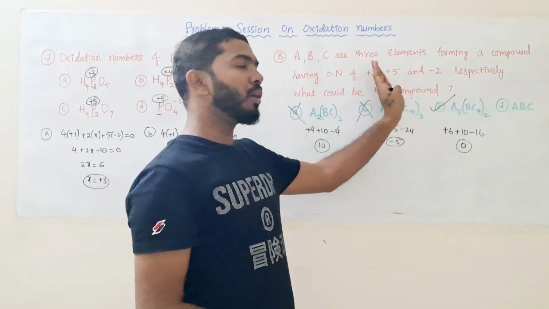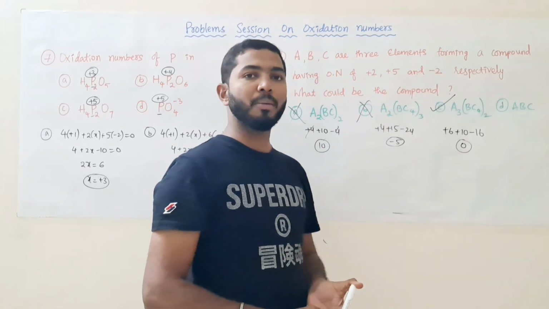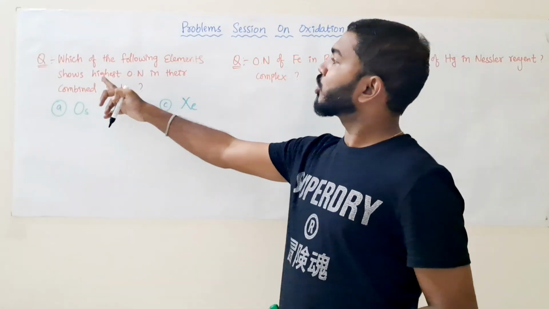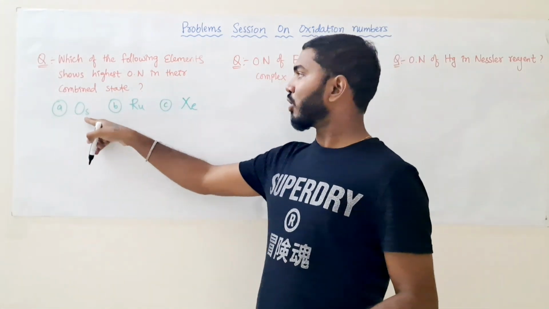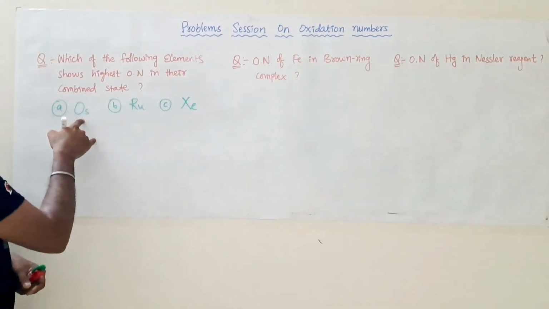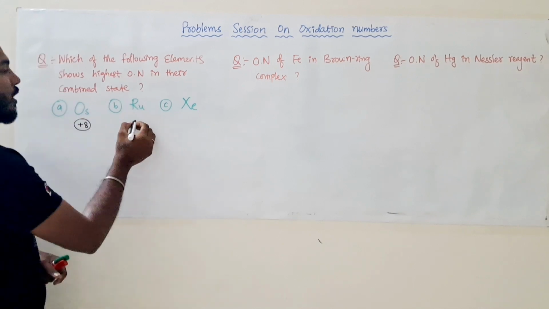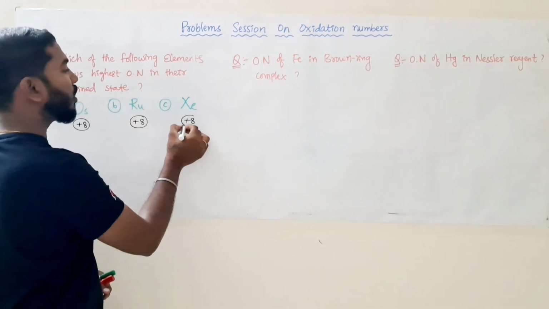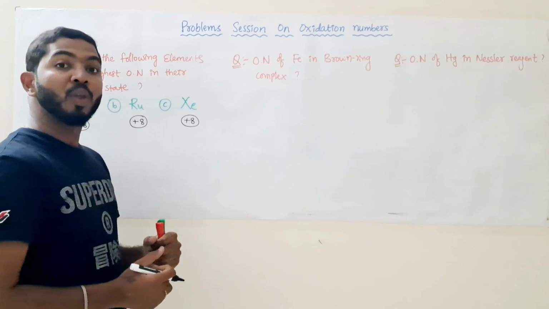So this is a very important type of model we can expect from this oxidation number method. Next, let's move on to the next question. Which of the following elements shows the highest oxidation number in their combined state? If you look at the options: osmium, ruthenium and xenon. Osmium can show +8 oxidation number, ruthenium can show +8 oxidation number, and even xenon can also show +8 oxidation number when they combine with oxygens.